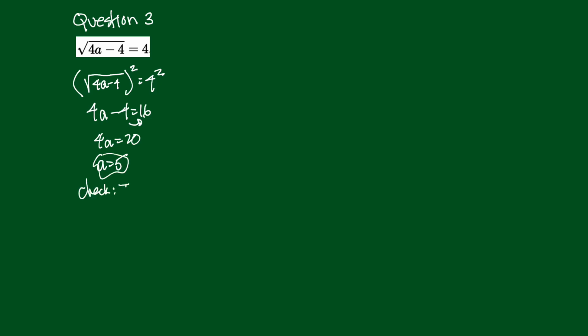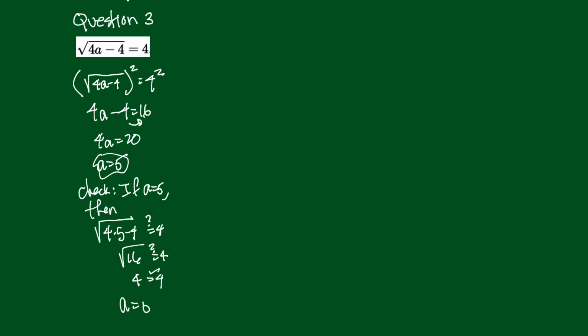So we run a check, and we'll say if a equals 5, then here's what we get. Take that 5 and put it back into the original equation. It will look like this. 4 times 5 minus 4. Is that equal to 4? All right, now just do the left side. 4 times 5 is 20. 20 minus 4 is 16. So we have square root of 16. Is that equal to 4? Well, 4 equals 4. It checks. So now we'll conclude that a is equal to 5.